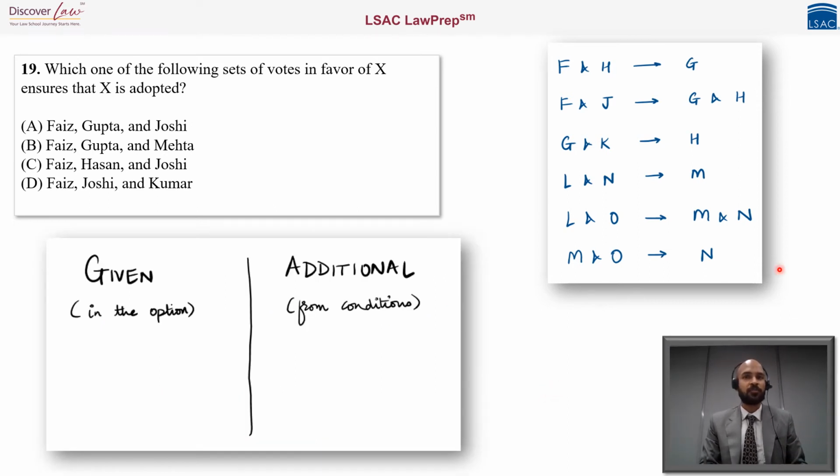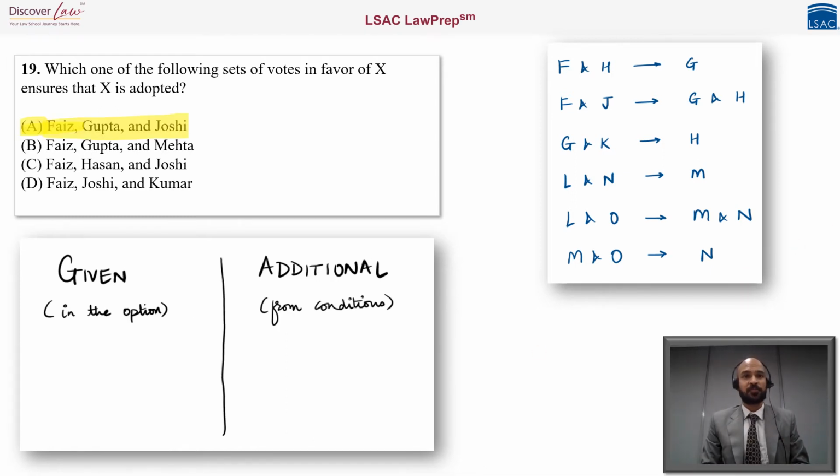You have the options, each of which contains 3, right? So in the option you have 3 that will come in here, but on the basis of these rules you will be able to add some more. So for example, if you have F and H, then you can add G to this. So we want that the total of the given plus the additional becomes 5. Let's try this option by option, one by one.